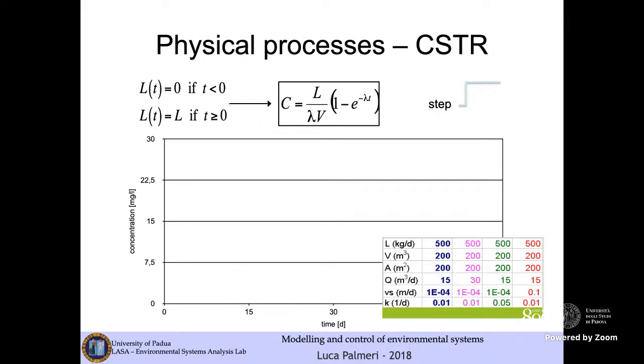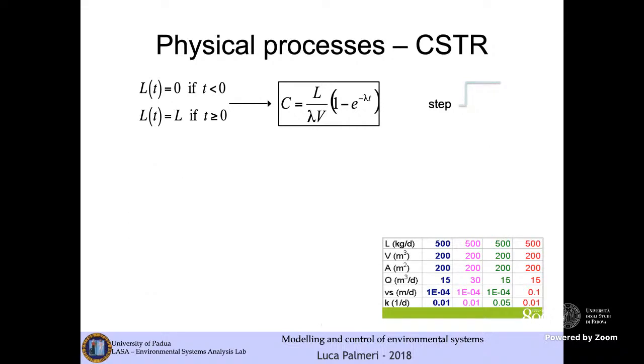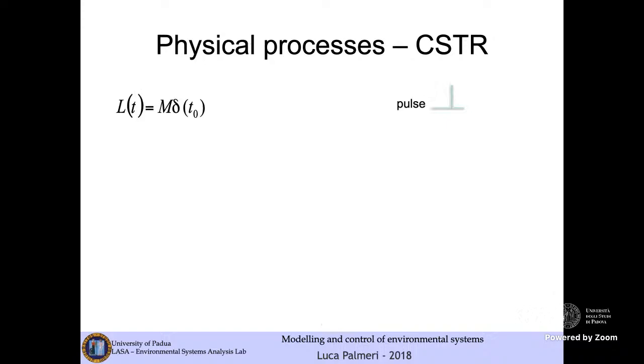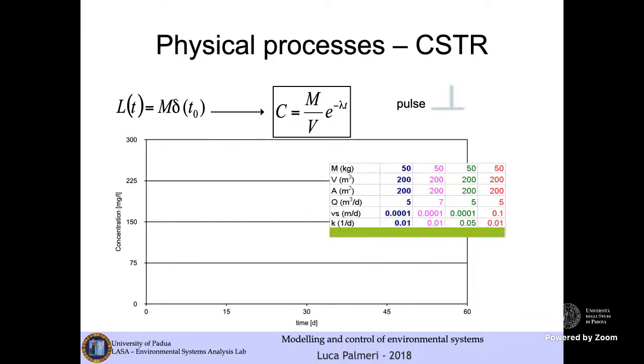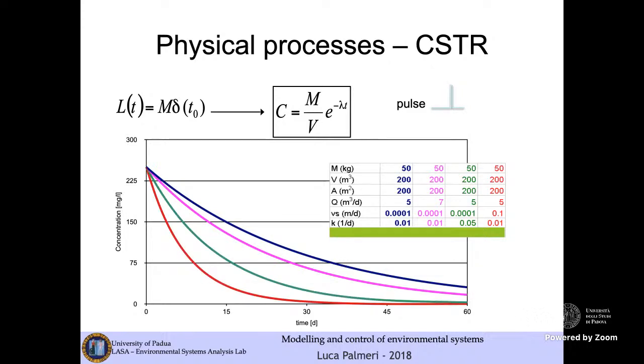Let's see a different situation. For example, the pulse represents somebody that goes into your river system and instantaneously discharges a certain quantity of toxic material. As time passes, this is what was once called purification by dilution. This means that as time passes, the concentration decreases exponentially at different rates, depending on the characteristics of the system.